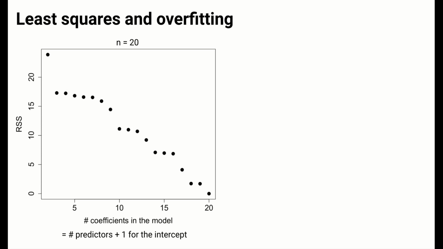A problem that can arise with the least squares approach is the potential for overfitting when the number of predictors increases. In the plot here, we have a data set with 20 observations, where all predictors were simulated to just be random numbers. We increase the number of predictors included in the model one by one, and we see that as the number of predictors increases, the sum of squared residuals is always decreasing. And in particular, when the number of coefficients is equal to the number of cases, we achieve the perfect RSS of 0.